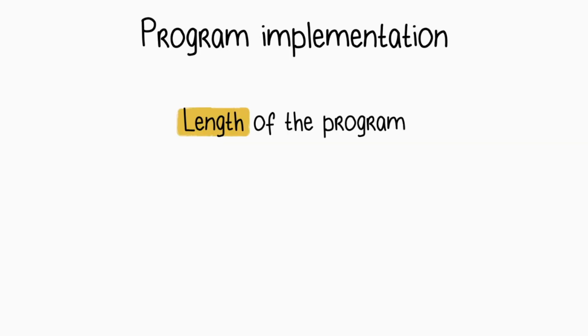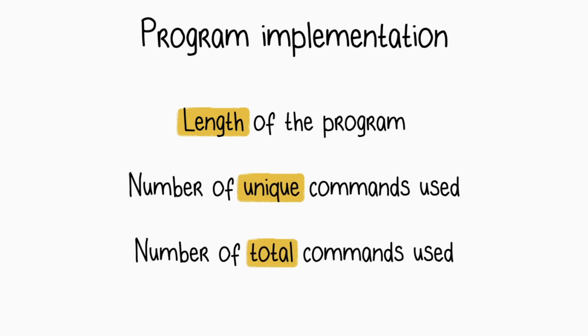Moving on to the program implementation, we focused on the length of the programs and the commands used. The length of the programs is measured by counting the lines of code. For the commands, we counted the number of unique commands used in the program, as well as the number of total commands used. We analyzed the differences between gender per level and between gender per level per adventure.